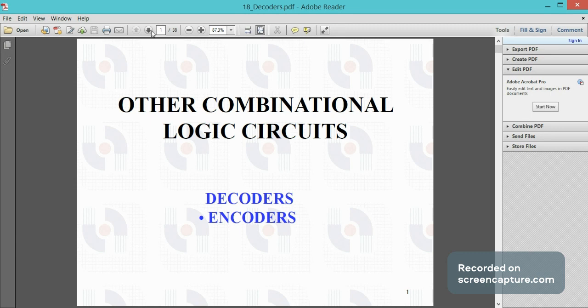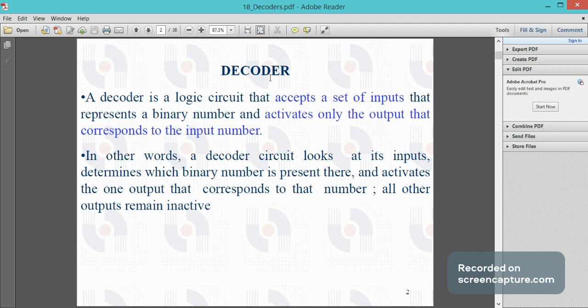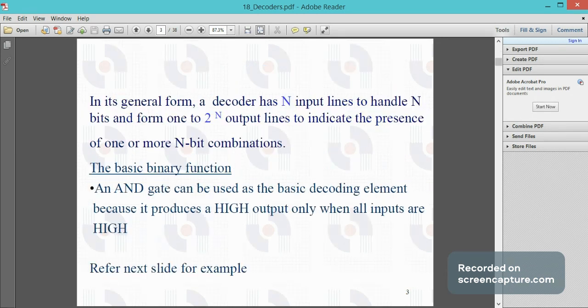Now moving forward to our next slide. A decoder is a logic circuit that accepts a set of inputs and represents binary numbers. It accepts n inputs and gives a maximum of 2 to the power n outputs. So it is a combinational circuit, and in general form, a decoder accepts n lines and gives 2 to the power n outputs.